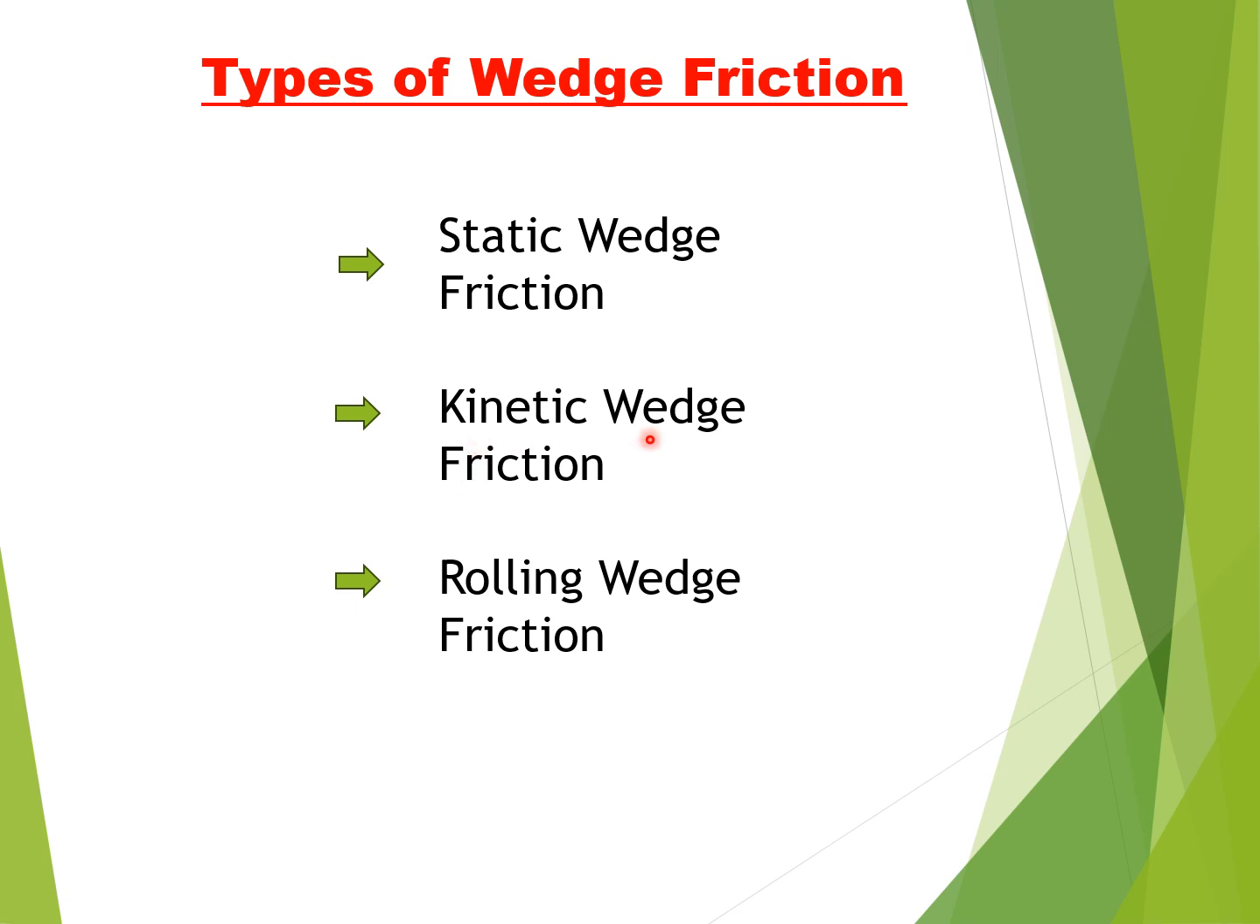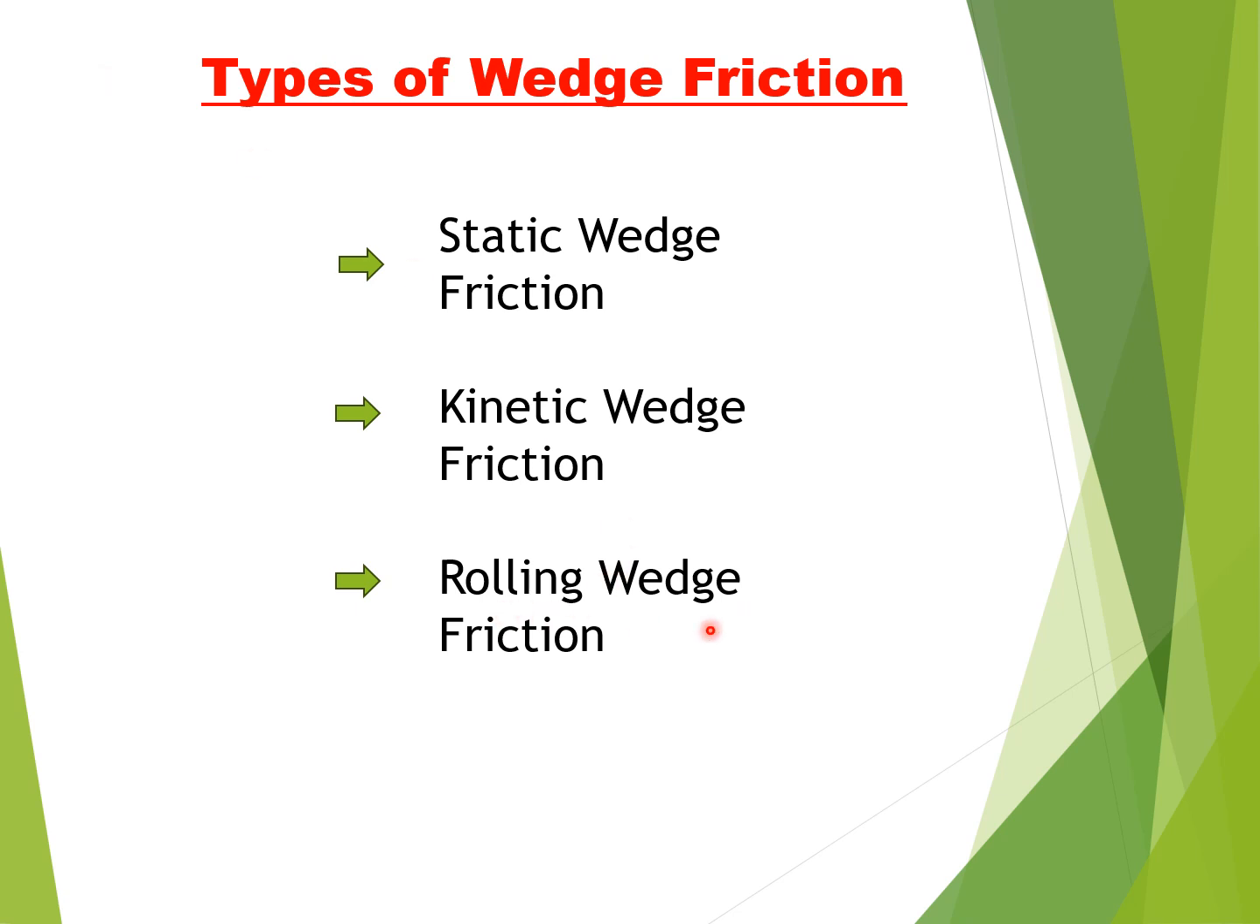Next comes kinetic wedge friction. This occurs when the wedge is in motion and friction opposes the relative motion. The frictional force is constant and typically lower than static friction. This kind of friction is found in systems where the wedge is repeatedly moved, such as in cutting or splitting tools, governed by the kinetic coefficient of friction, F_k equal to mu_k into N, where F_k is the kinetic friction.